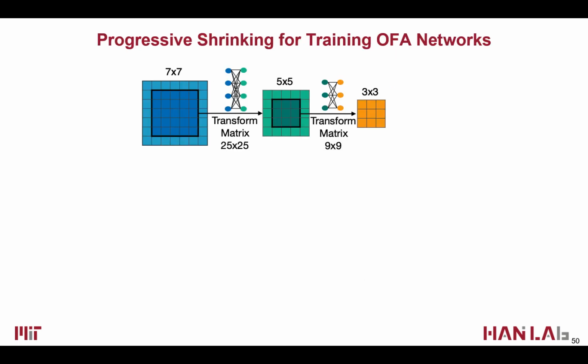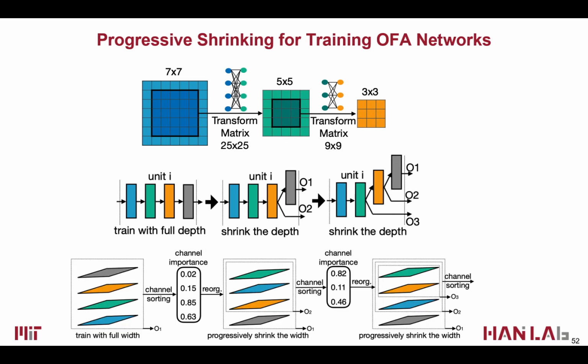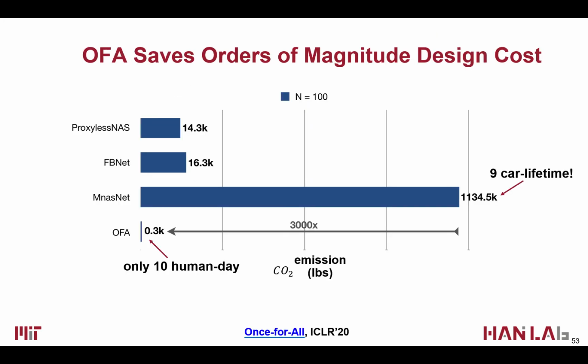For the kernel size dimension, small kernels take the central weights from the larger kernels after a transformation. For the depth dimension, we skip the later layers to reduce the depth. For the width dimension, we only take the important channels, based on their importance, such as L1 norm. When deriving the specialized subnetworks from the once-for-all network, we propose to use a predictor-based method to eliminate the repeated search cost. So combining all of these, we greatly reduce the total cost.